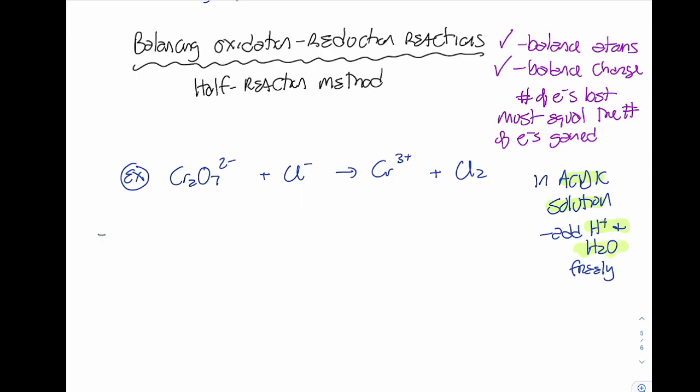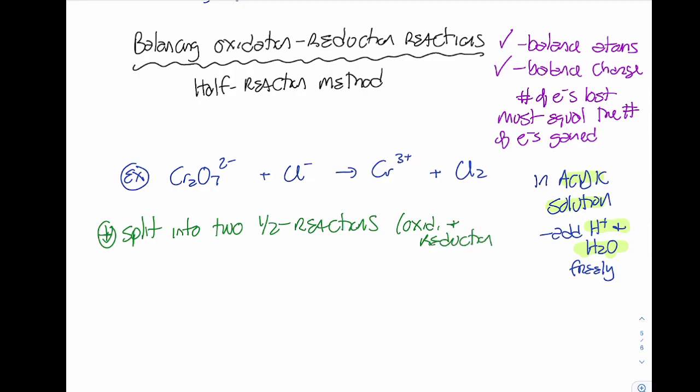First thing we're going to do is we're going to split the reaction into 2 half reactions. One of the half reactions is going to be the oxidation, the other is going to be the reduction. So our oxidation and reduction half reactions. We're going to assign oxidation numbers here. Sometimes you need the oxidation numbers to do this. Sometimes you don't. We're going to balance the 2 half reactions separately and then add them together.